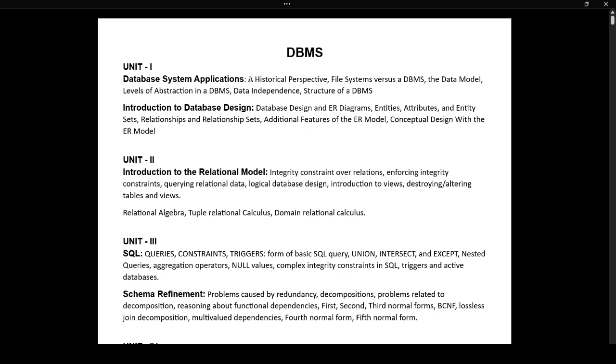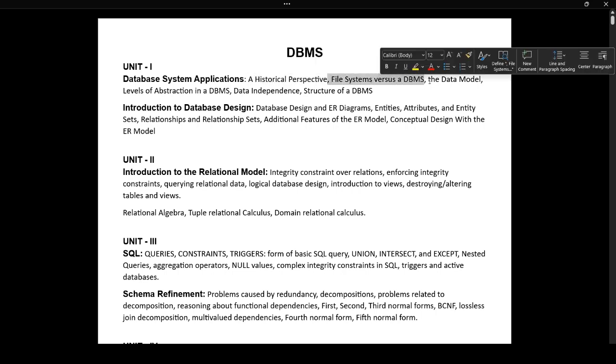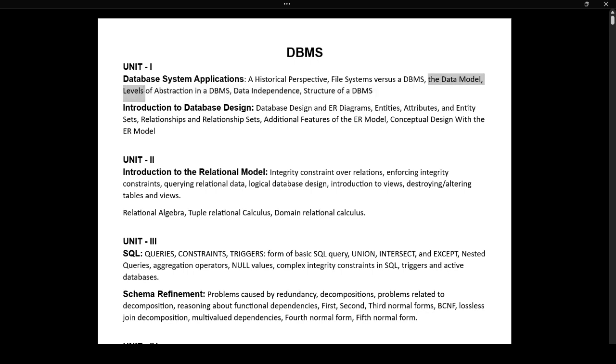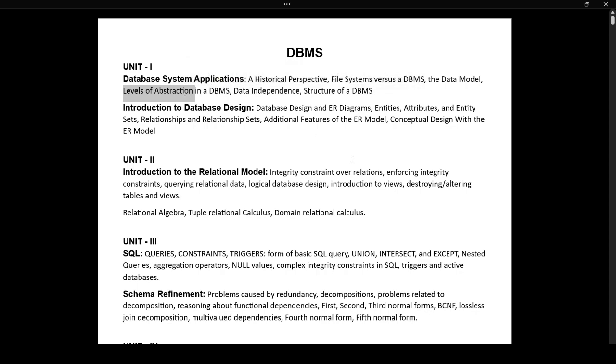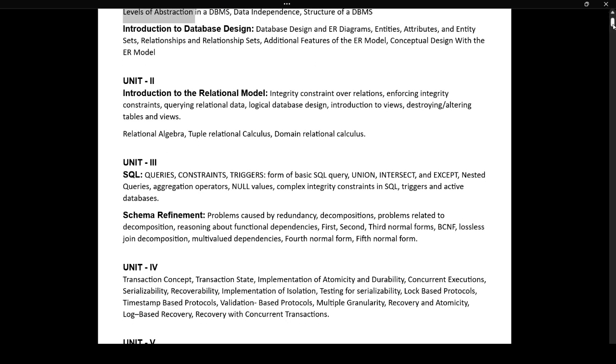In the previous section, we have seen historical perspective, file system versus DBMS, and data models. Now, in this class, we are going to cover levels of abstraction in database management system. What is meant by levels of abstraction? We are going to see.